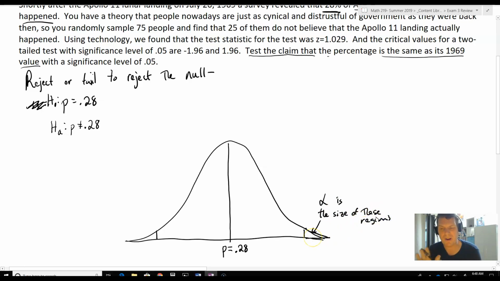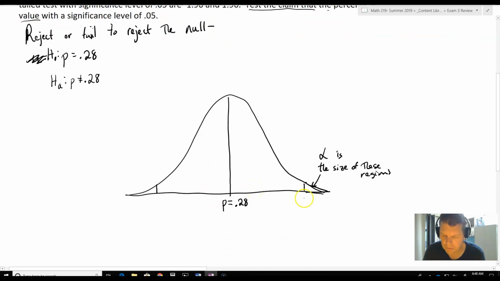Now, for this question, we don't actually need how big it is right now. All we need to know is what those critical values are. So the critical value right here is going to be 1.96. That's a z-score. And the critical value over here is z equals negative 1.96. Those two values are going to be crucial for understanding whether we reject or fail to reject the null hypothesis. So we got those two.